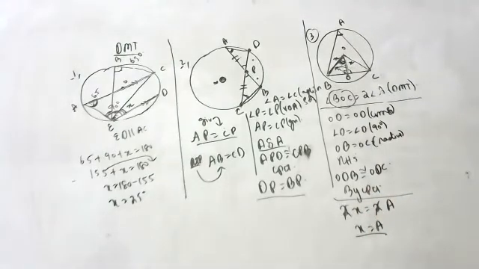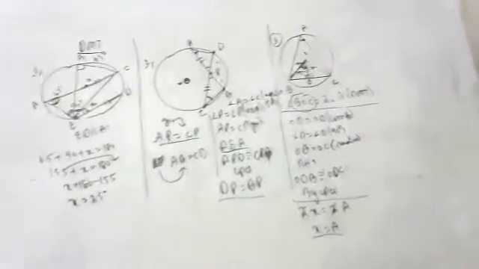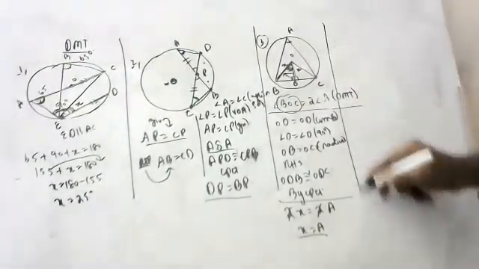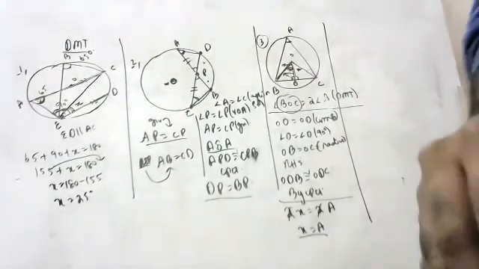Over. Are you able to understand, children? Very easy sum. The only thing is you have to concentrate. That's all. Next question, children.